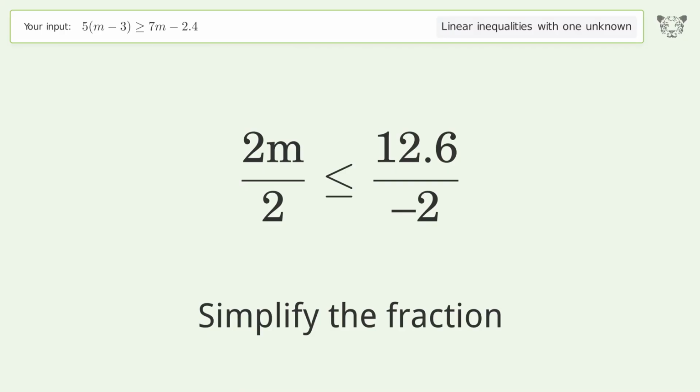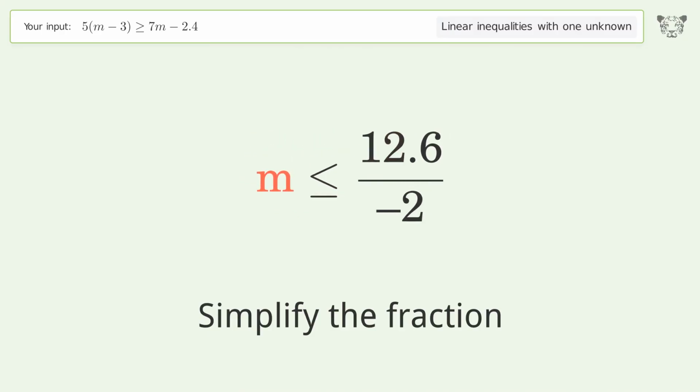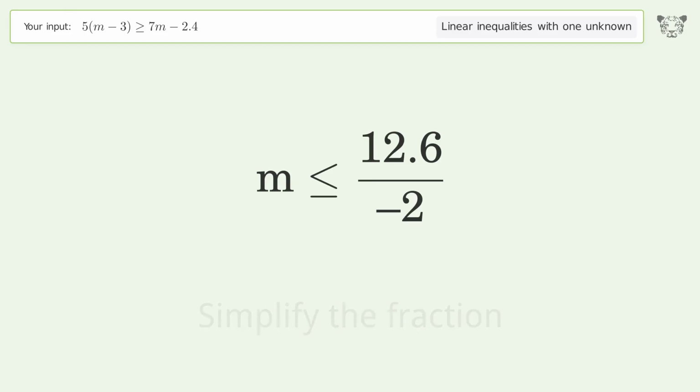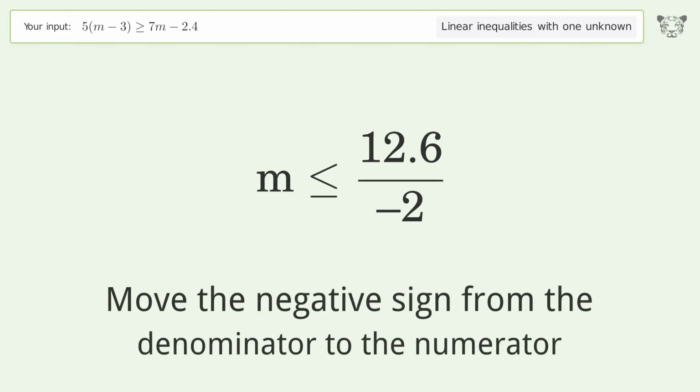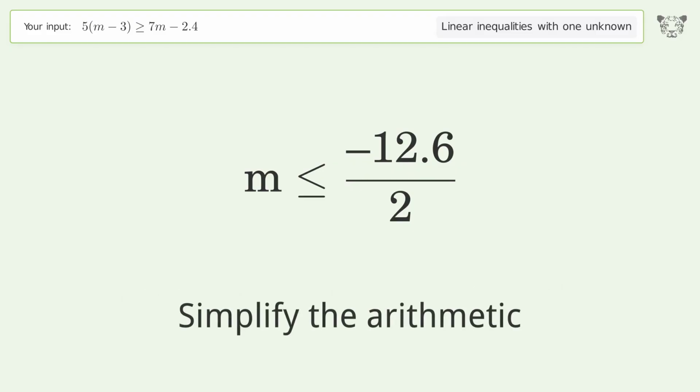Simplify the fraction. Move the negative sign from the denominator to the numerator. Simplify the arithmetic.